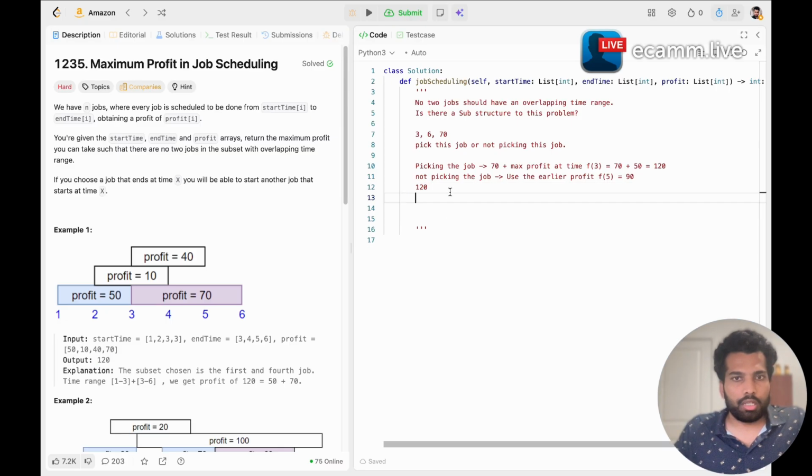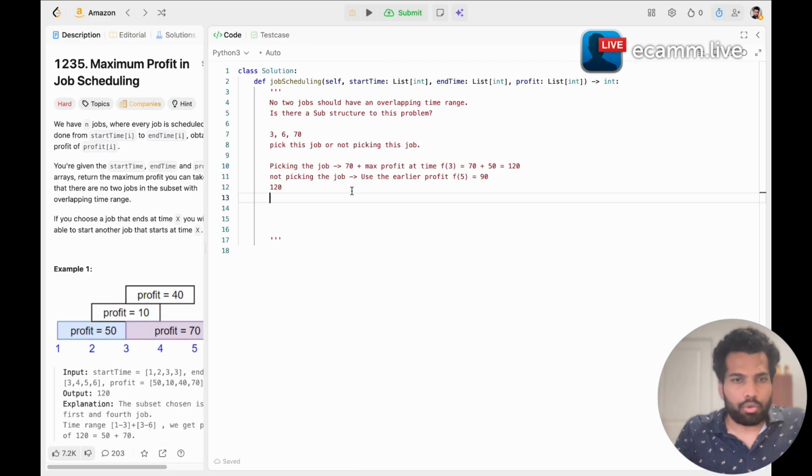So we can conclude that there is a substructure to this problem. We're still not 100% sure of how to calculate the maximum profit at the earlier times. Here we directly substituted 50 here and 90 here, but we didn't exactly calculate how. But you can see that there is a substructure to this problem.